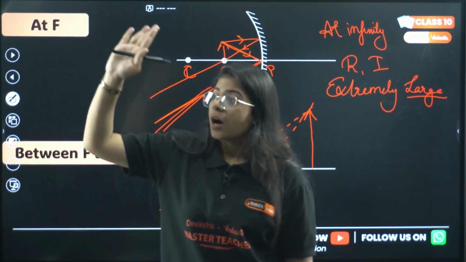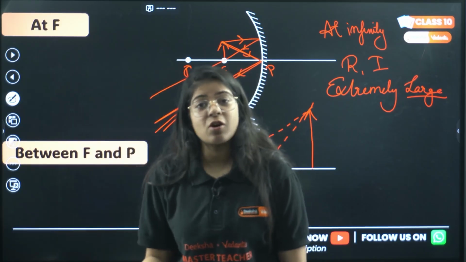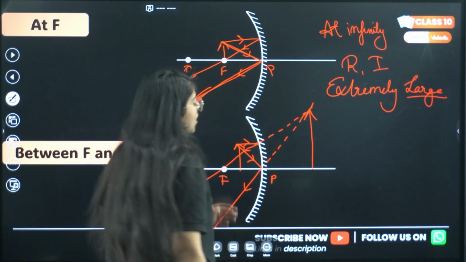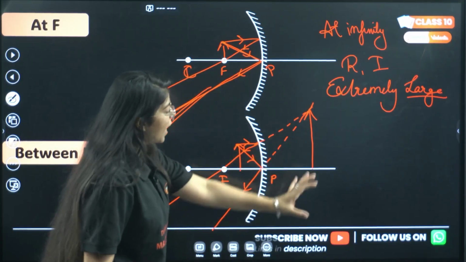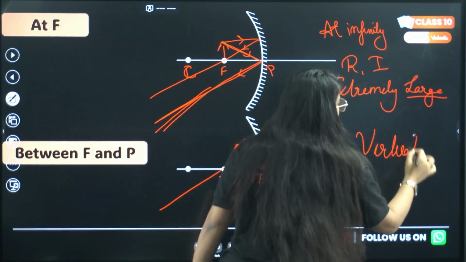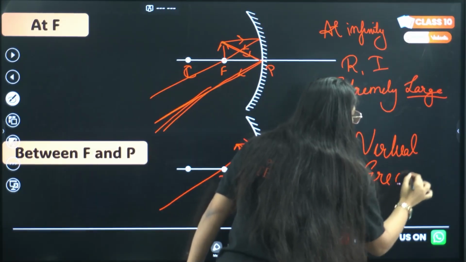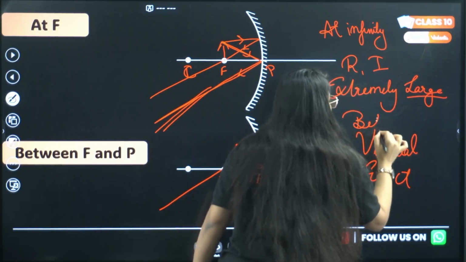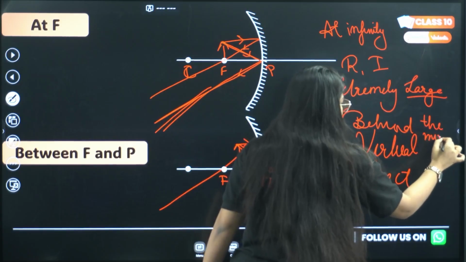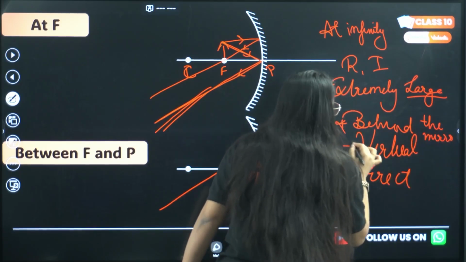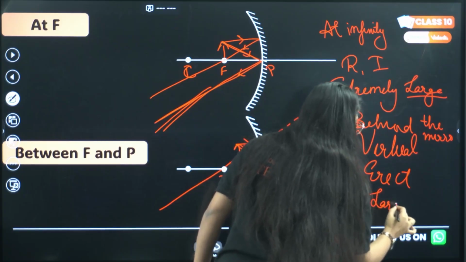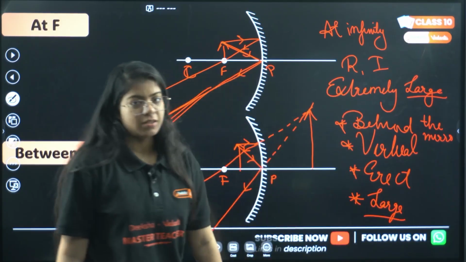We are seeing an erect image of a man, not the inverted one. So the image is being made behind the mirror. In this case, my image is virtual, it's erect, and it's behind the mirror. It's virtual, it's erect, and it's large in size. Not extremely large, just simply large.